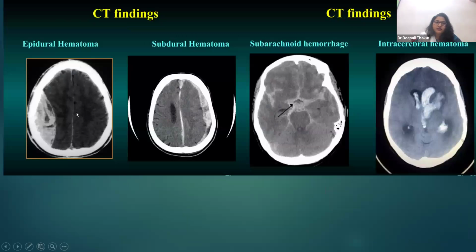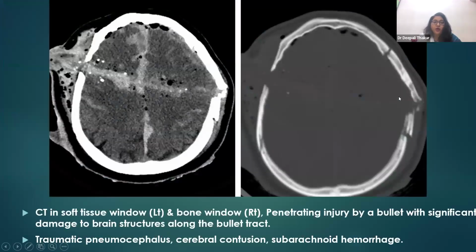How do all these different hematomas look on CT? The epidural hematoma, as we have seen, is above the dura, so it looks like a lenticular shape. Subdural hematoma looks like a crescent shape. Subarachnoid hemorrhage usually follows the pattern of your sulci and fissures. In intracerebral hematoma, you can see there is a little bit of intraventricular hemorrhage also. Depending upon the CT finding, the clinical presentation and the management vary.